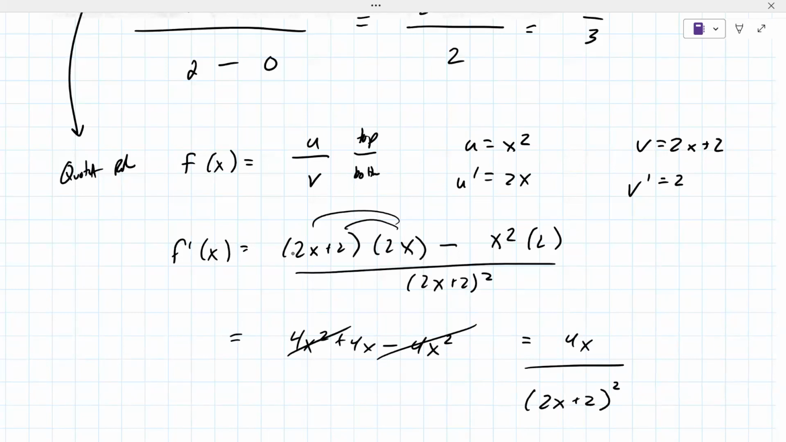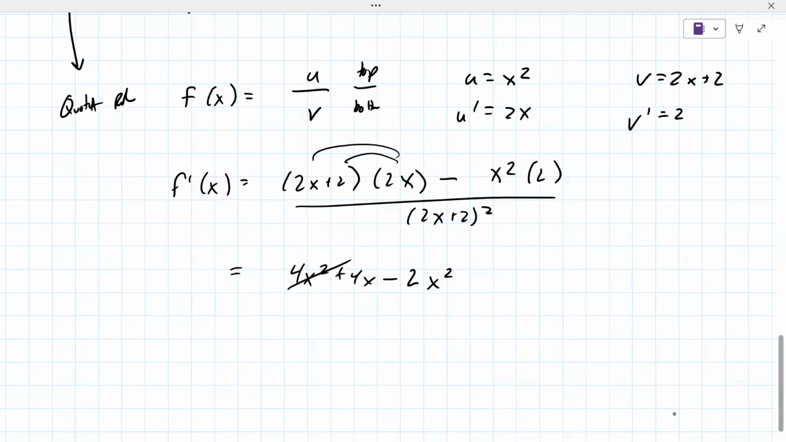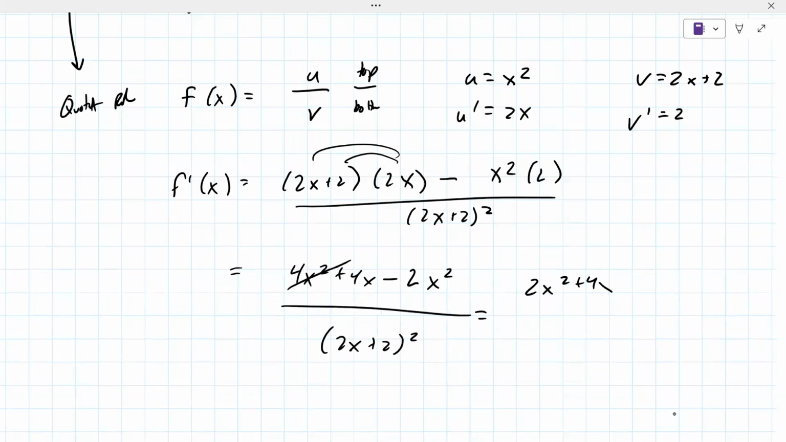Okay. And you're setting this equal to 1/3. We'll just check this. Sorry, this is wrong. I made a mistake here. All right, 2x squared. So you end up getting 2x squared plus 4x. Sorry, this is all bad. 2x squared plus 4x all over 2x plus 2 squared, like that. And we're setting this equal to 1/3.